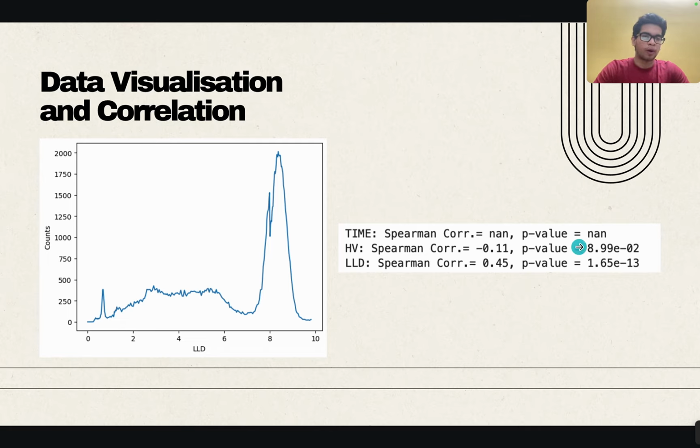So the p-value of 0.09 means there is a very high probability that high voltage is not actually related to my output parameter, which is the pulse counts, in any way. LLD, however, shows a Spearman correlation of 0.45 and a very small p-value, around 10 raised to the minus 13, which means the null hypothesis can be completely ignored. There is good correlation between my LLD, the discriminant voltage, as well as my detector count.